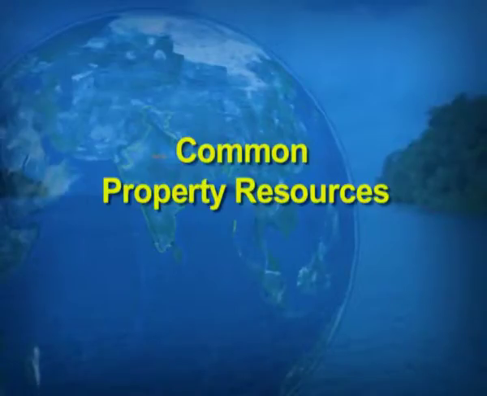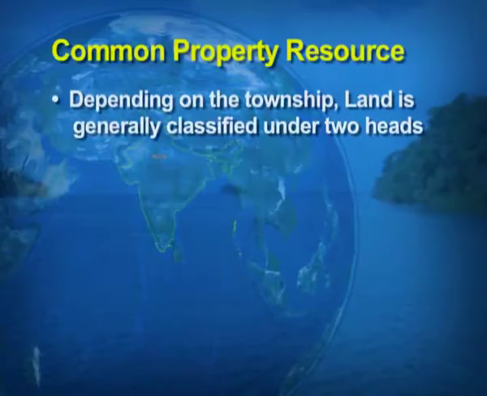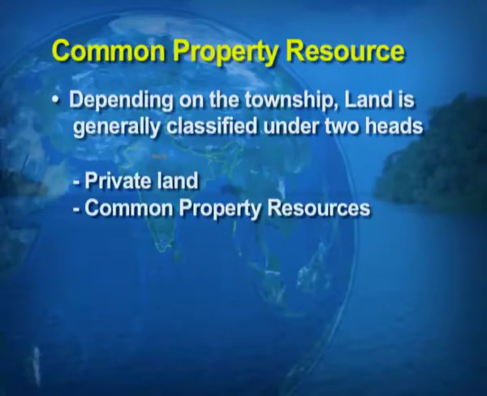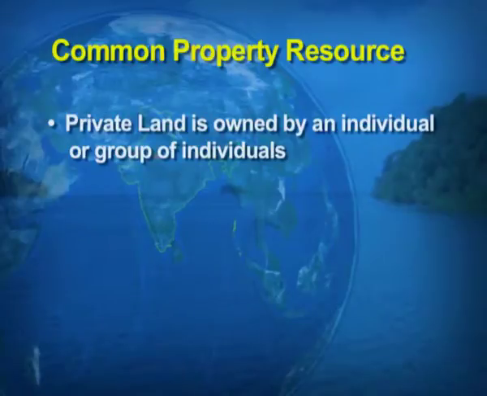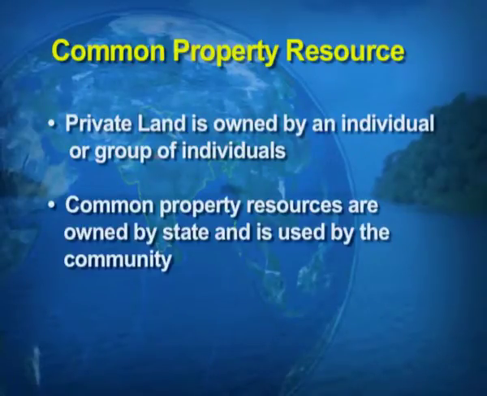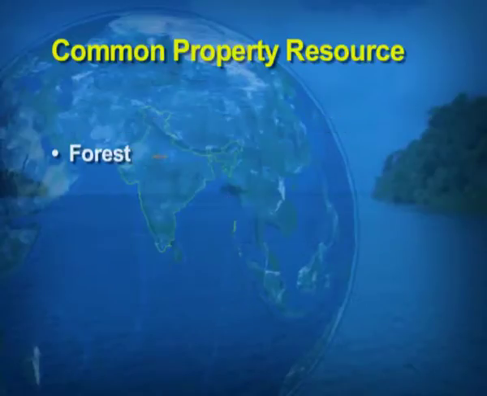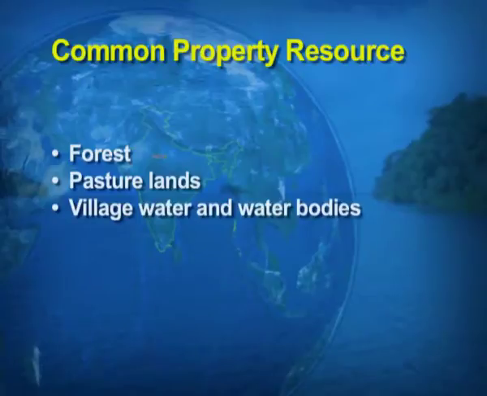What are the common property resources? Resources we divide under two heads, private and common property resources. Private resources are owned by an individual or a group of individuals, and the common property resources are owned by the state and are used by the community. The examples are forest land, pasture land, village water and water bodies, etc.